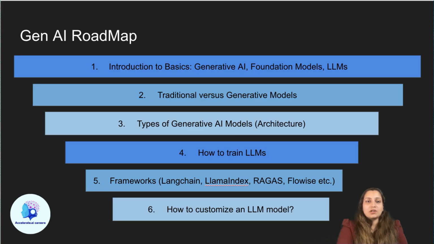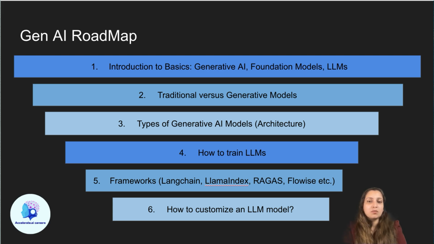Let's look at the roadmap for generative AI. So we are going to follow this roadmap throughout this playlist. The first thing would be the basics. What's generative AI? How is it different from extractive models? What are foundational models? What do we mean by LLMs? The second thing would be traditional versus generative models. How are generative models different? Like, why is there such a hype? Third thing would be different types of architectures used in generative AI models, followed by how can we train these LLMs? How can we tune them?